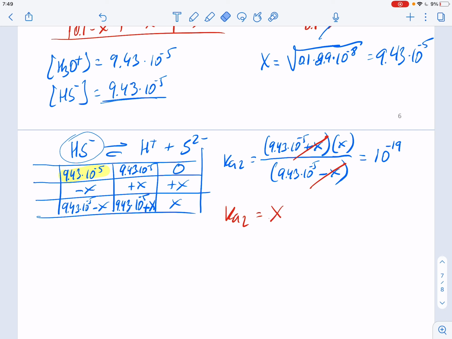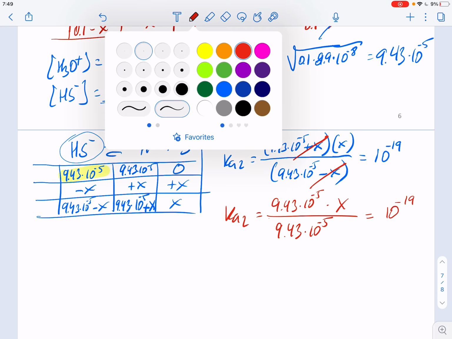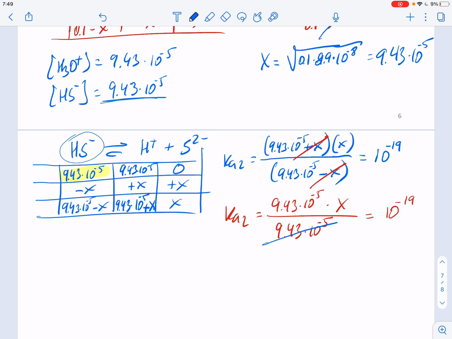Well, no, let's do the full thing, right? So it's 9.43 × 10^-5 times x, divided by 9.43 × 10^-5, and this is equal to 10 to the negative 19. At this point we can cancel the 9.43 × 10^-5 with the 9.43 × 10^-5, and we conclude that x on the second step is equal to 10 to the negative 19.